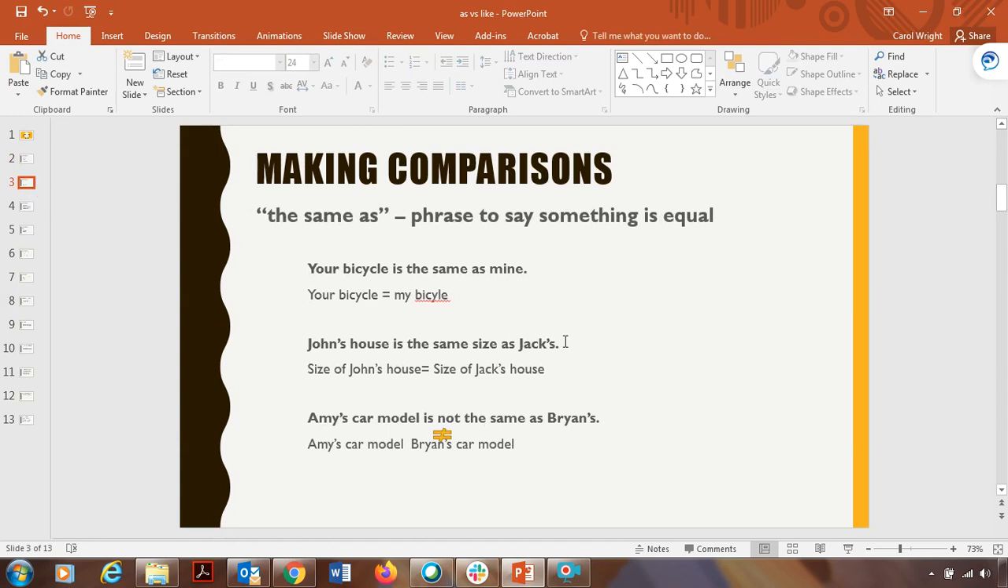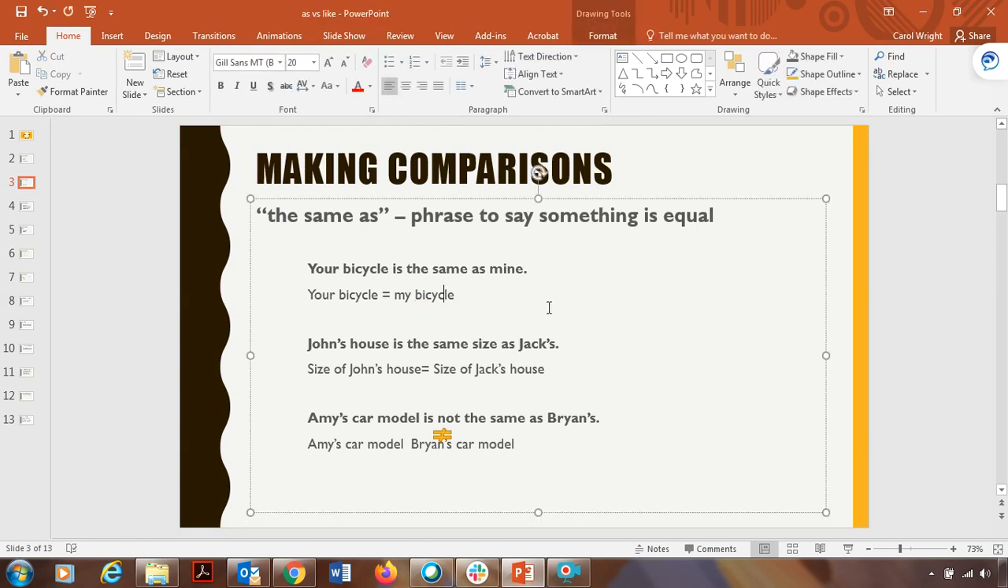Next, we can use the same as, which is a phrase to say something is equal. I can say here, for example, your bicycle is the same as mine, meaning your bicycle equals my bicycle. In some way, maybe talking about shape or size or brand.